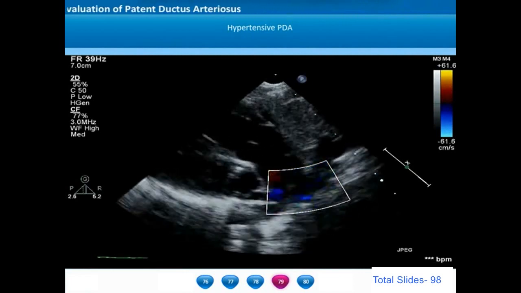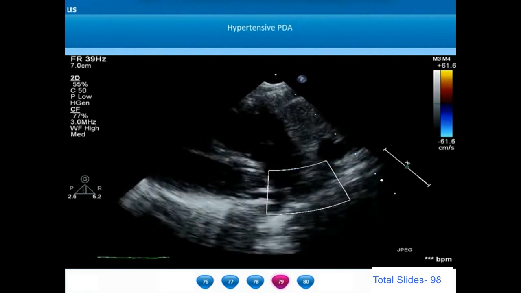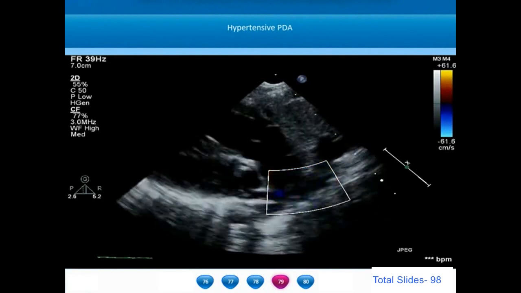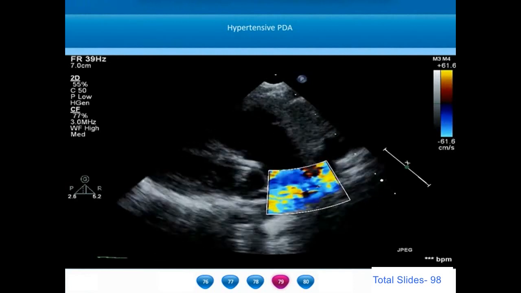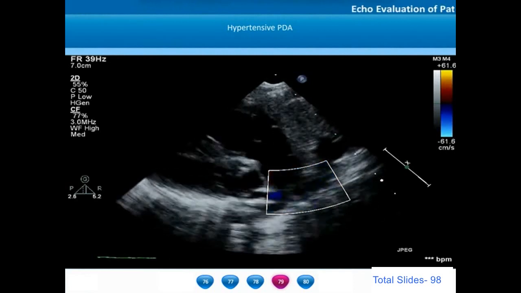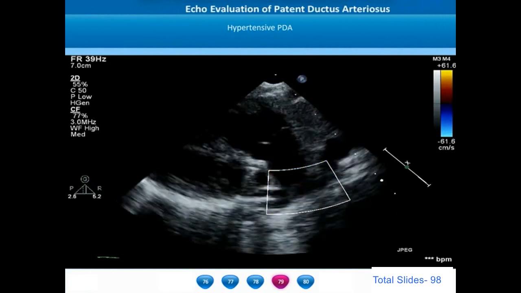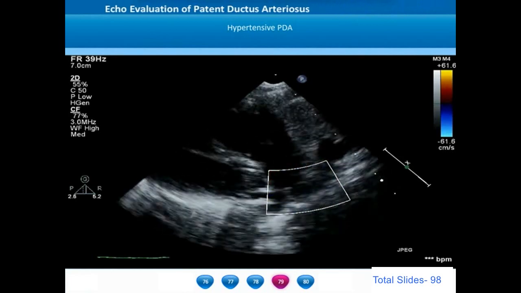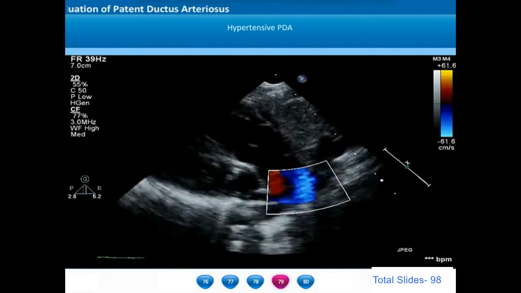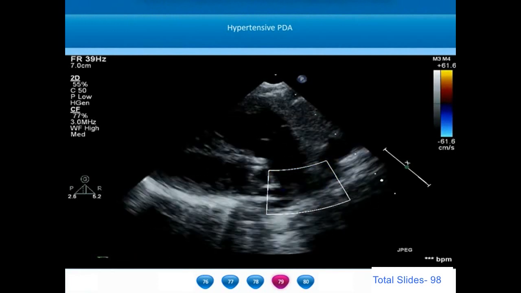This is the left parasternal ductal view. The right ventricular outflow tract, the pulmonary valve, and dilated main pulmonary artery are shown. A ductus arteriosus communicates to the descending thoracic aorta, and the flow in the PDA is entirely right to left. This is a feature of hypertensive PDA.